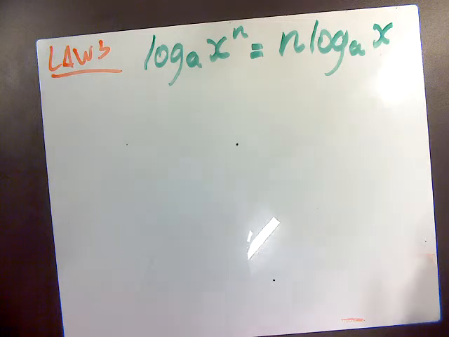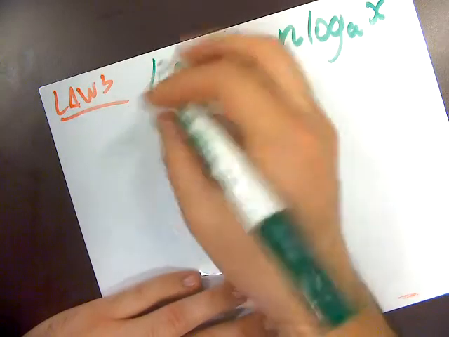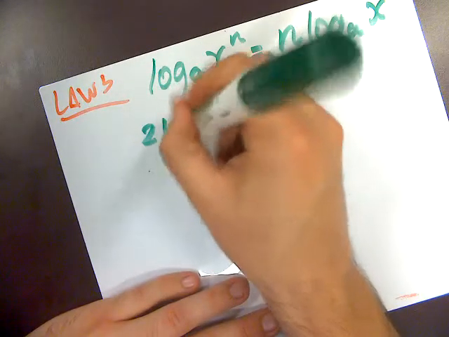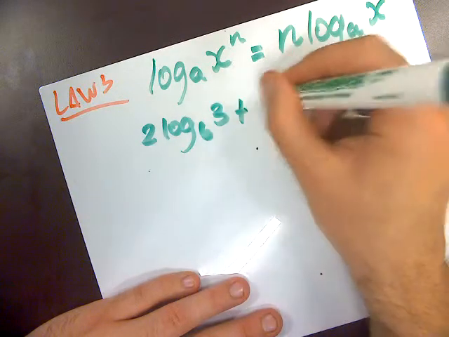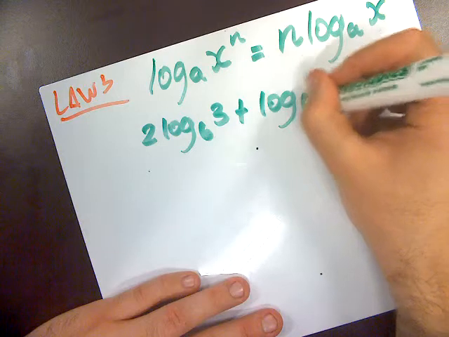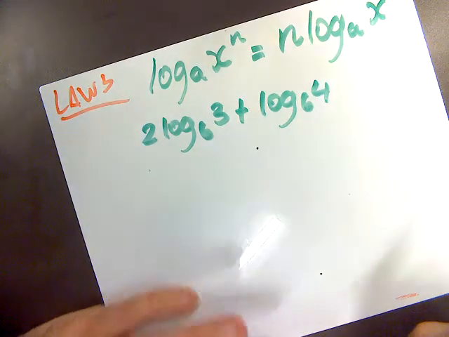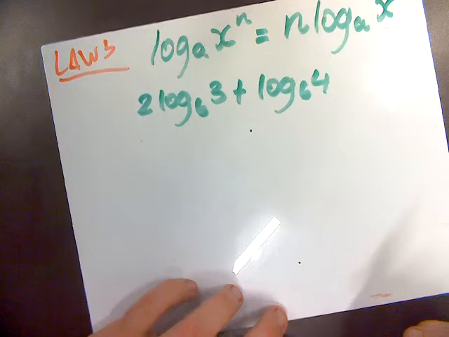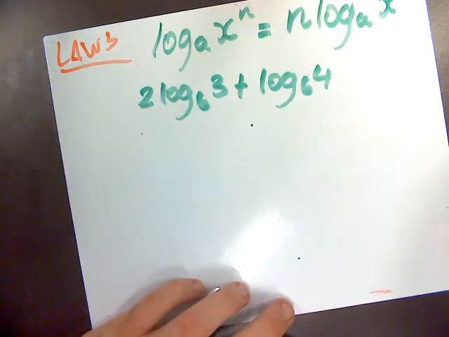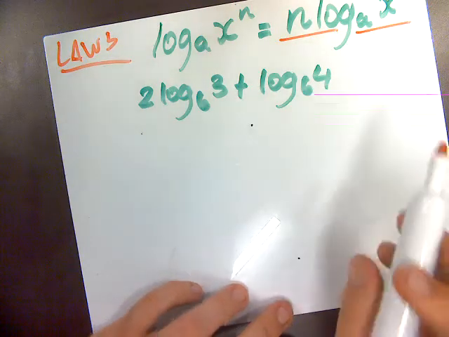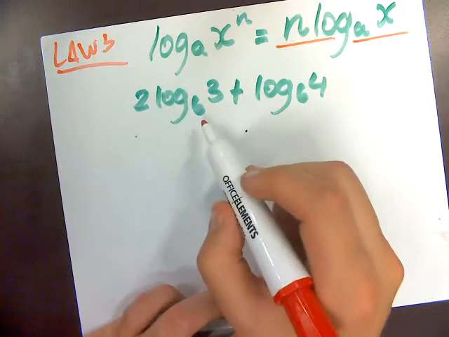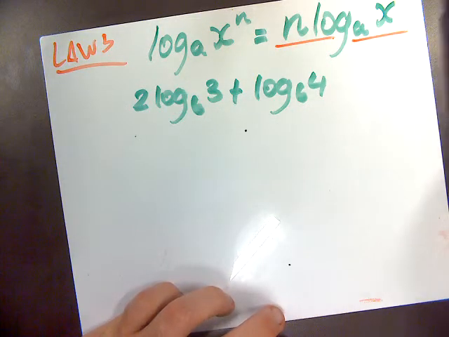A good example of this would be, let's go to logarithm base 6 of 3 plus logarithm base 6 of 4. Well, this is a bit of a reverse situation. So I have it in this form right here. So instead of having 2 log base 6 of 3, I'm going to rewrite that a little bit.